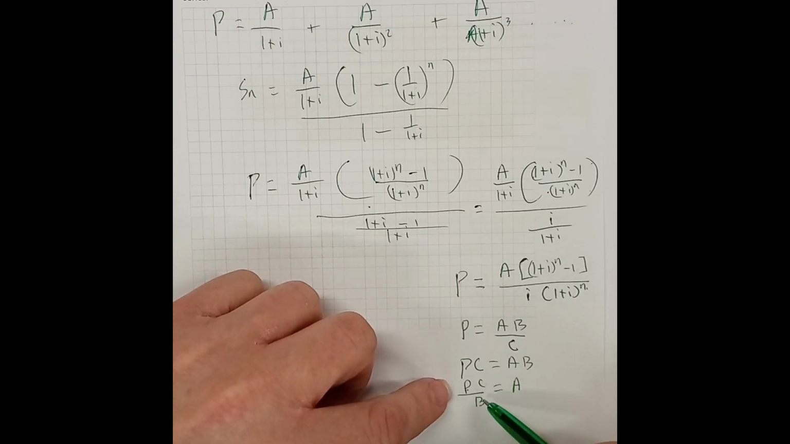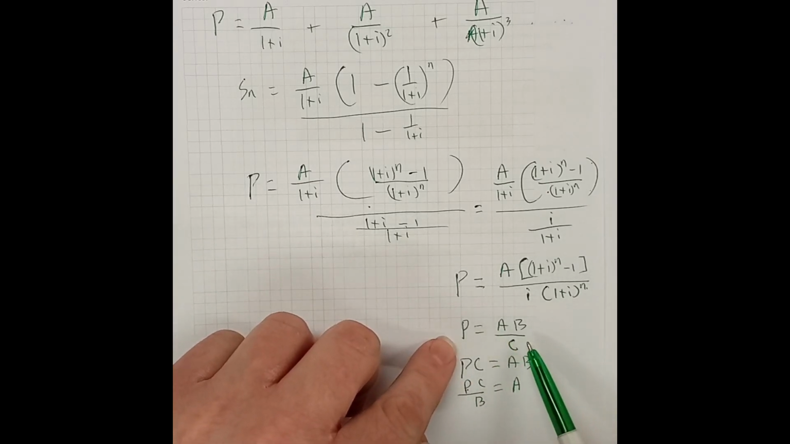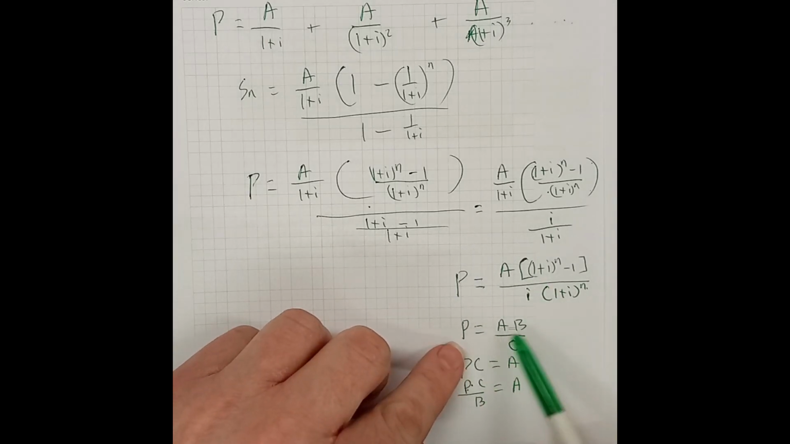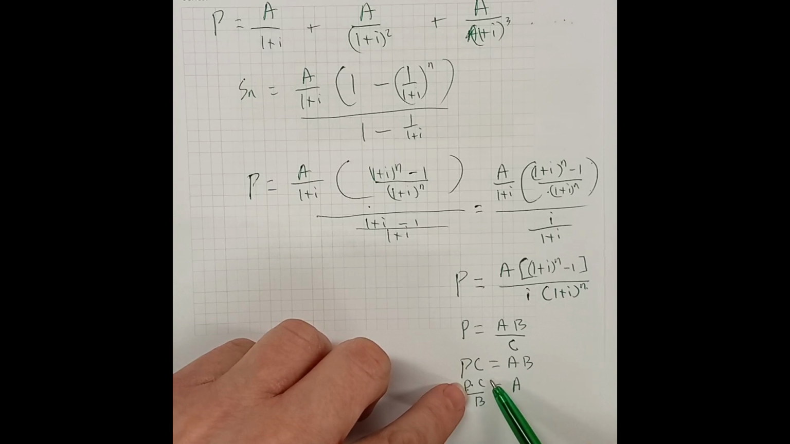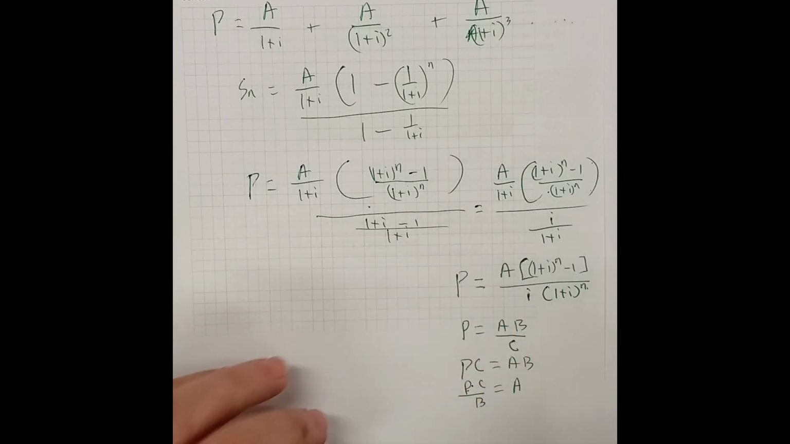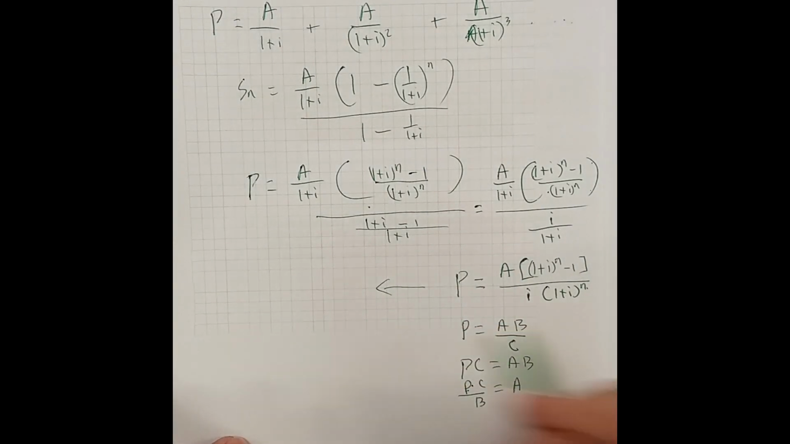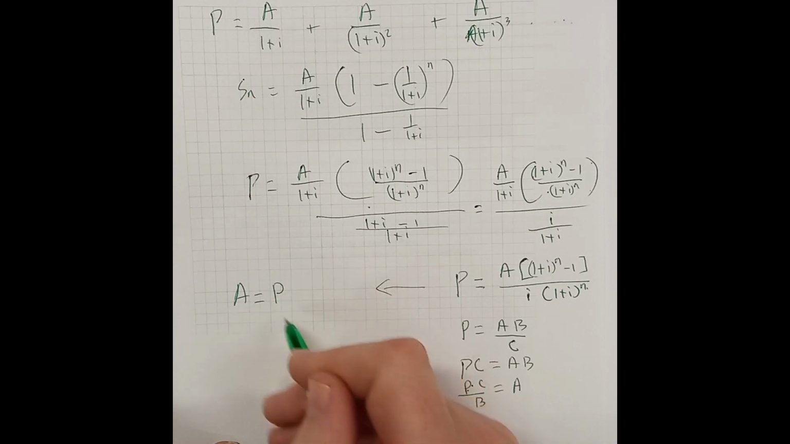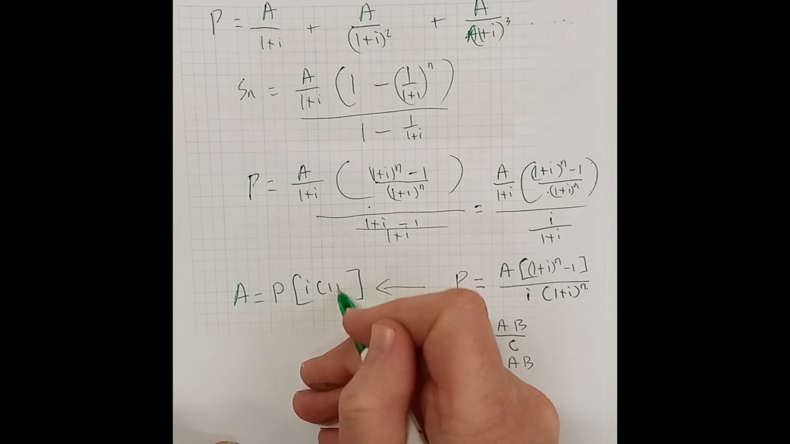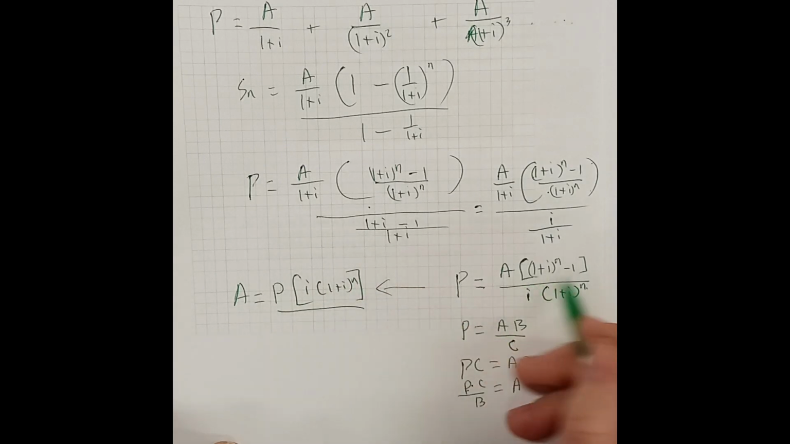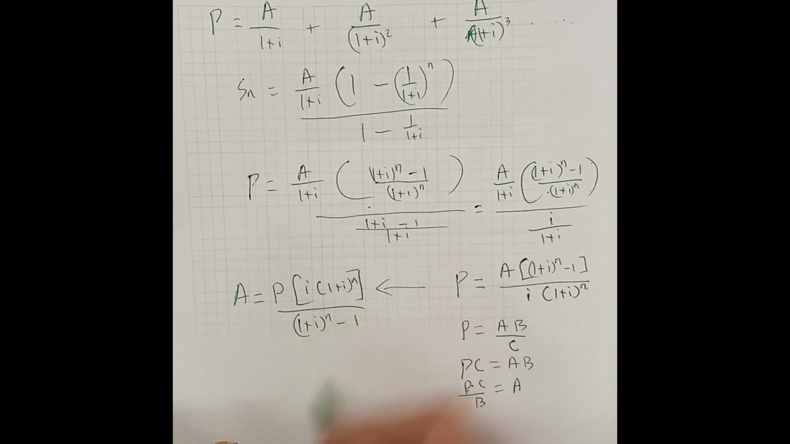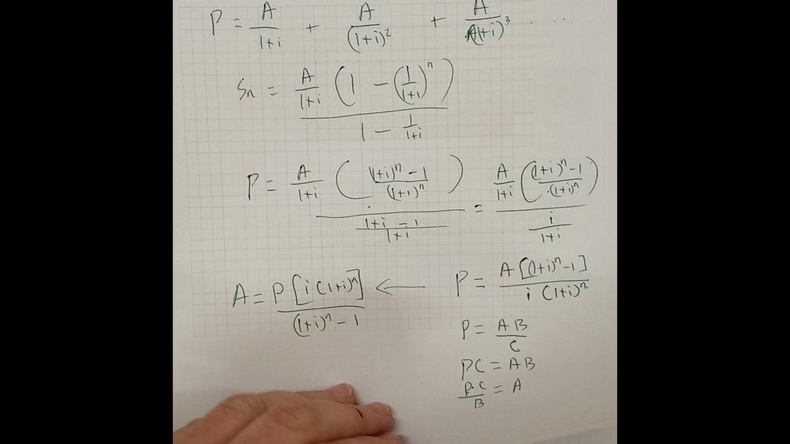Now let's see what the P, C and B are in this case. Okay, so look, P is P, so there you have it. C, my original C was the bottom of the fraction, so now it's on the top. So you can see this is really going to go on the top, and that's just going to move to the bottom. So really, what happens is A is equal to P multiplied by the bottom, i times 1 plus i to the n, over the top, 1 plus i to the n minus 1. And that's how you do it. Okay?